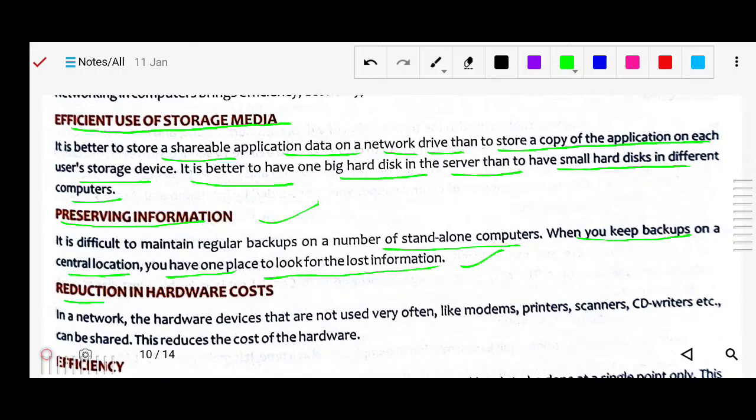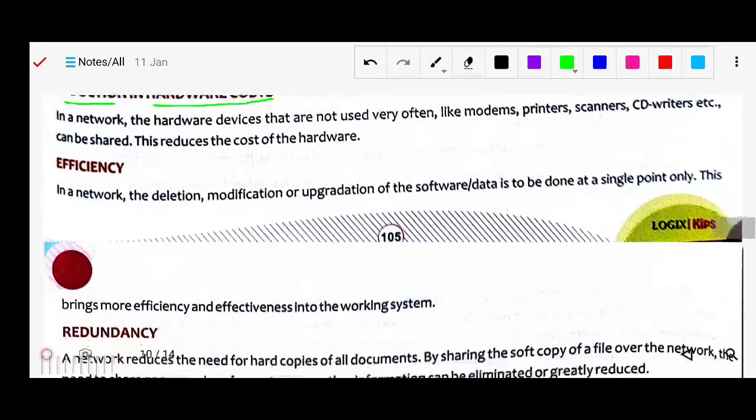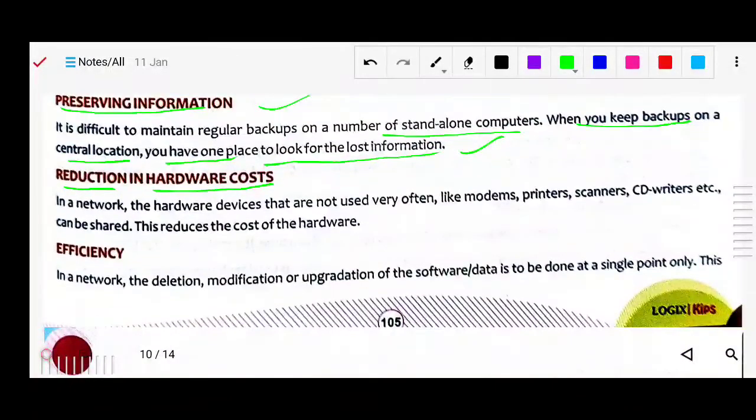Now the next part is reduction in hardware cost. Earlier I gave the example of 3 computers requiring 3 printers. But if it is in a network, then with one printer your work will be completed, so it reduces your hardware cost. In a network, hardware devices that are not used very often, like modem, printer, scanner, CD writers, etc., can be shared. It reduces the cost of hardware.